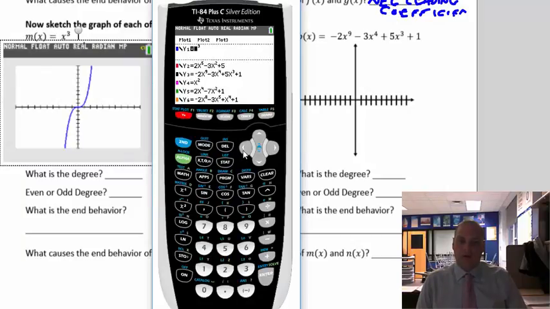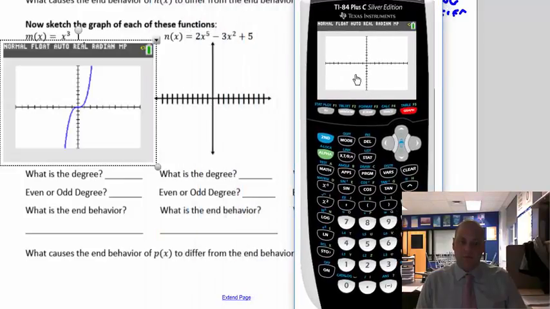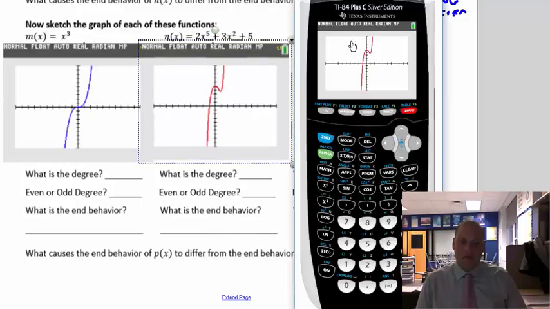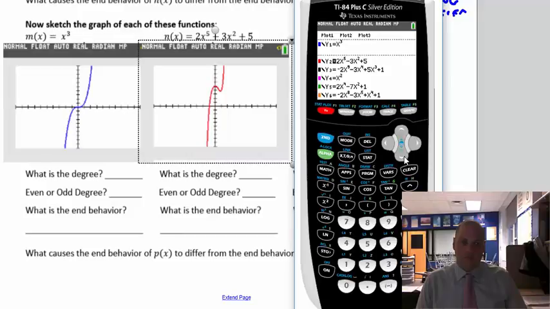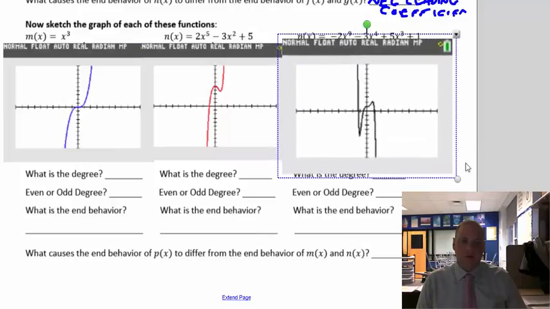I'll get the next one going while you are getting that one. Here's the one that's 2x to the fifth. And here is your negative 2x to the ninth. All right, and there it is. Blow that one up a little bit for you.